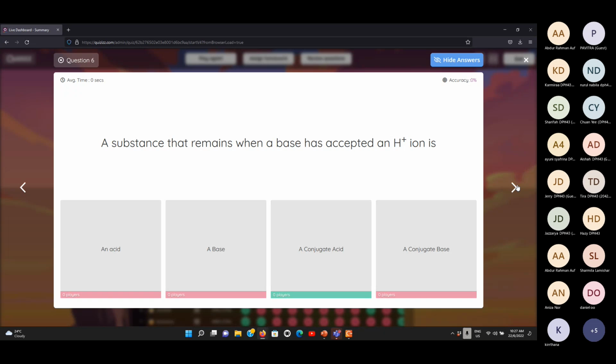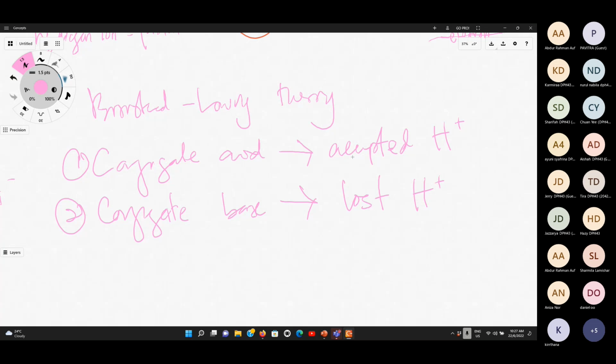So dalam this question, a substance that remains when a base has accepted an H+ ion adalah a conjugate acid. Okay, remember tadi saya tulis, a conjugate acid adalah somebody that has accepted H+. A species yang telah menerima H+.